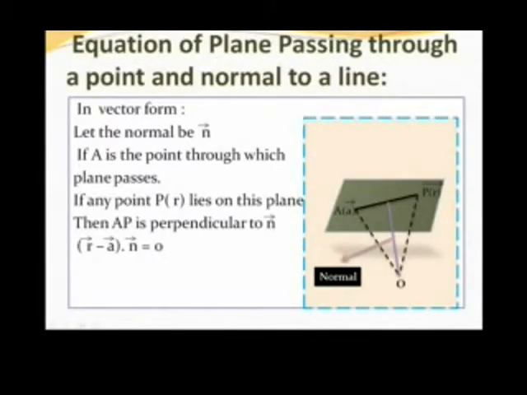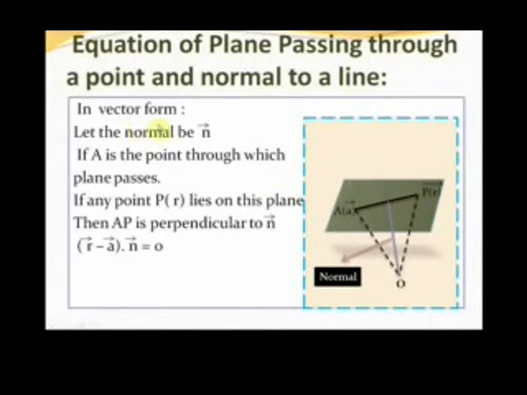Now next we try to find out the equation of a plane passing through a point and normal to a line. Let us say that this is a plane. It passes through any point A. Let the position vector of this point be vector a, and this plane is perpendicular to this line. Let us say that this is the normal. Now let us say that any point on this plane is P with the position vector r. So this point represents a general point on this plane.